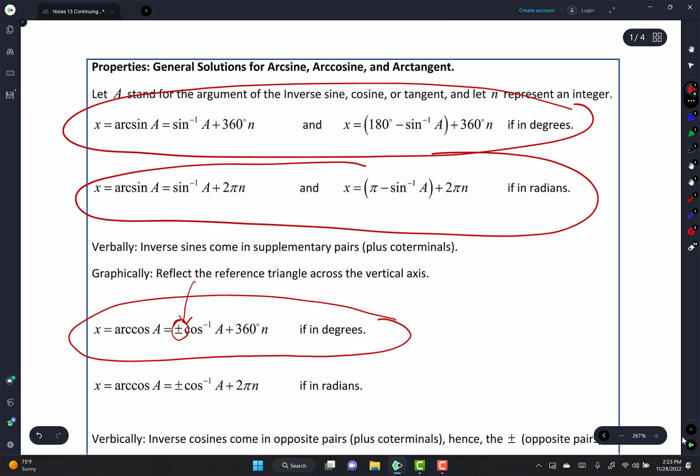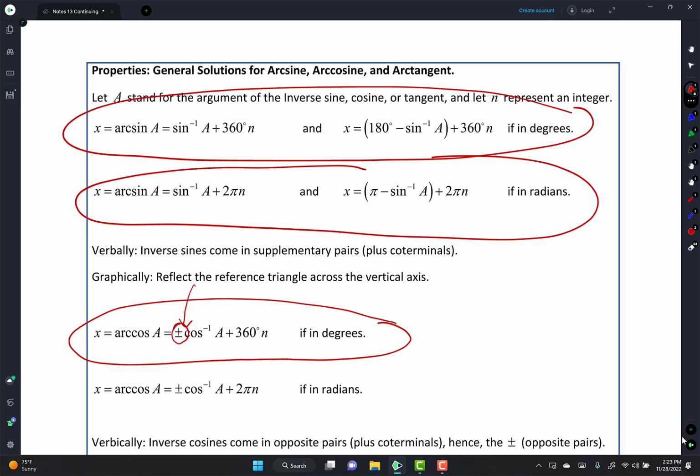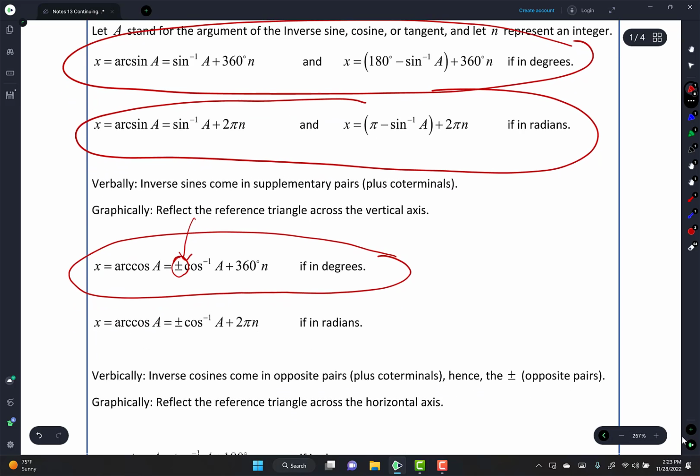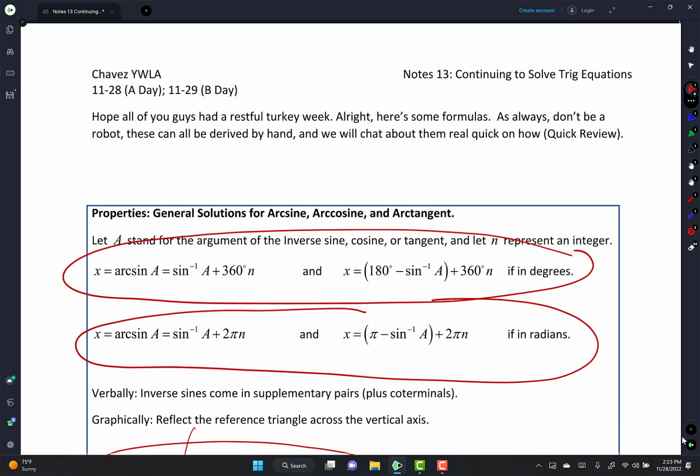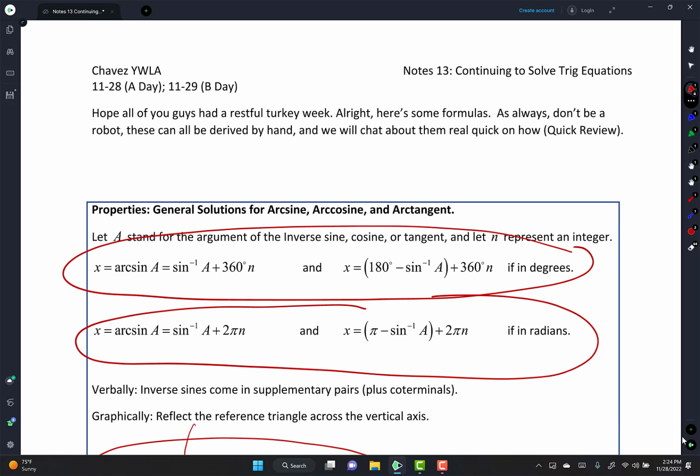Chav, where are the formulas for arc secant, arc cosecant, and arc cotangent? Well, if you have a secant, turn that into a cosine, and then do the inverse. If you have a cosecant, turn that into a sine, and then do the inverse of that. So yeah, there it is.